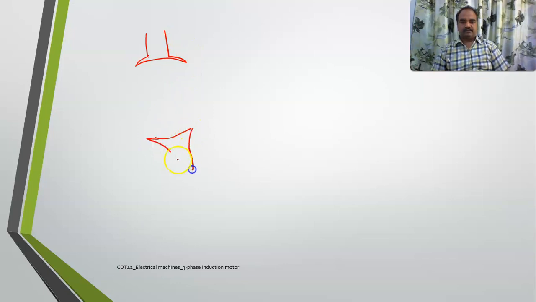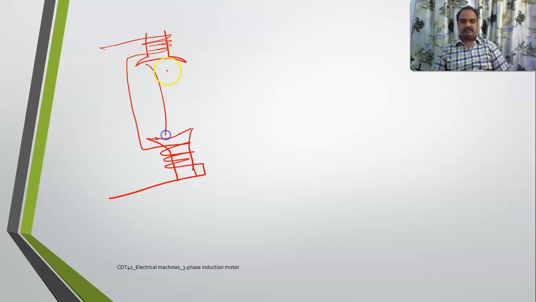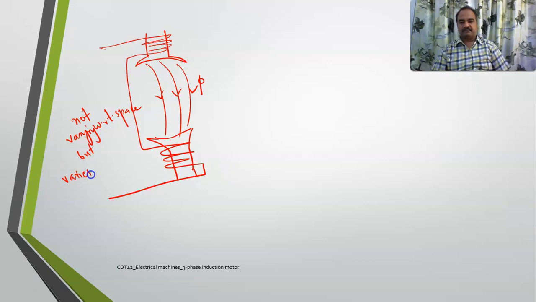I'm not a good artist, so this is what I talked with you about. This is only one magnetic field, which is not varying with respect to space. I'll write it here: this is phi, not varying with respect to space, but varies only with respect to time. Okay. Now, a three-phase supply.